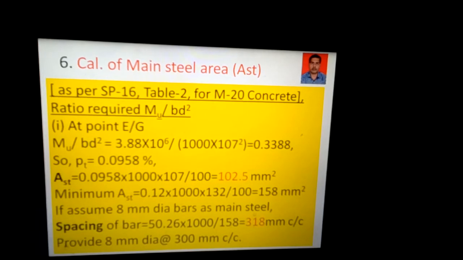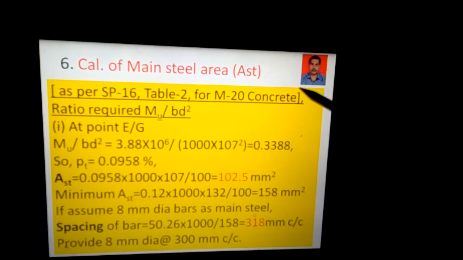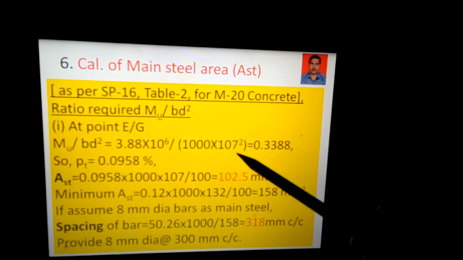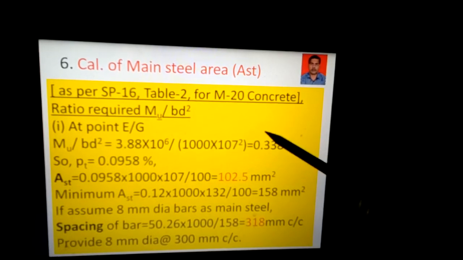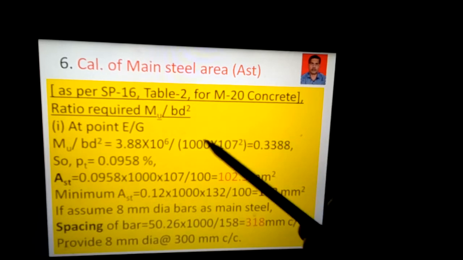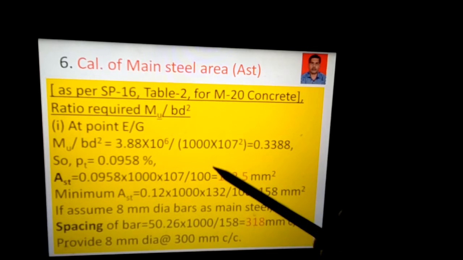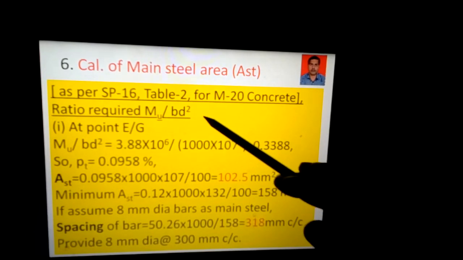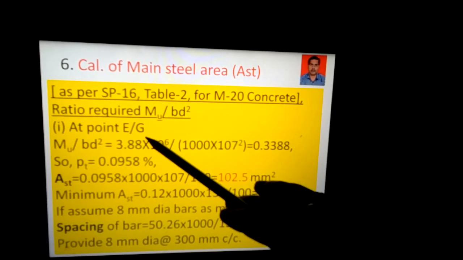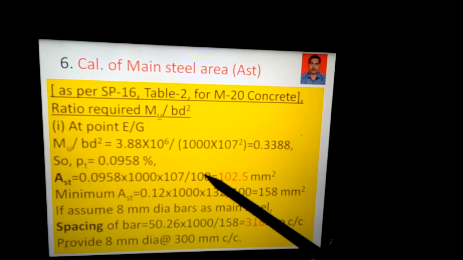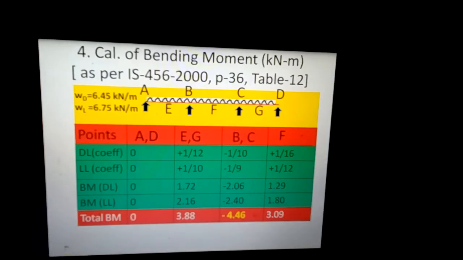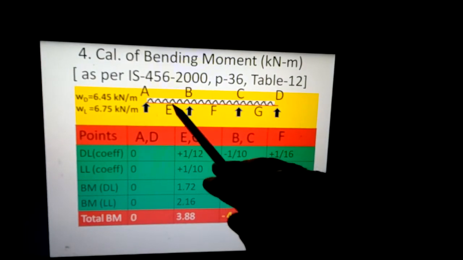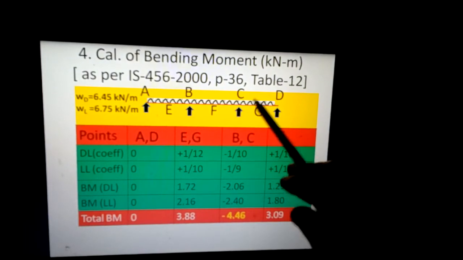Now the next step is calculation of the main steel Ast value. This is done as per SP 16 table 2 for M20 concrete. The required ratio is Mu by b d square, as we have done in the case of the one-way slab also. So at point E and G, E and G mean the midpoint of the end span. You can see here the midpoint of the end span E and the midpoint of the end span G.